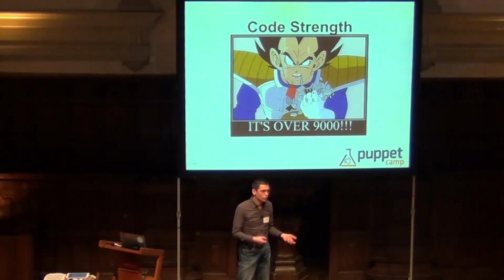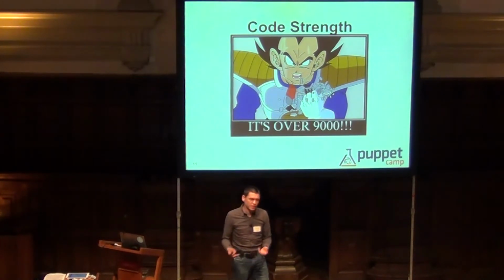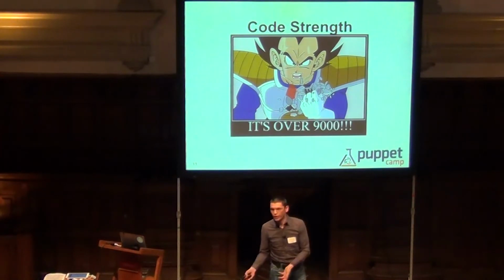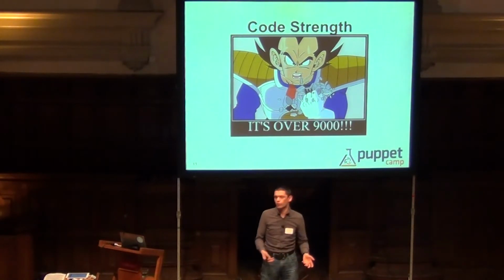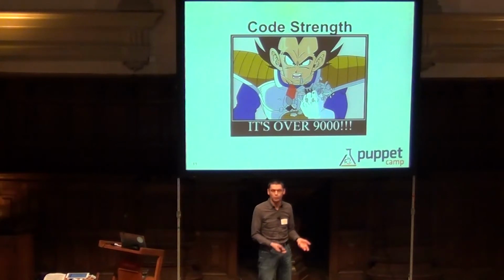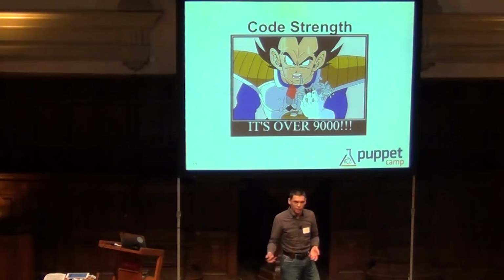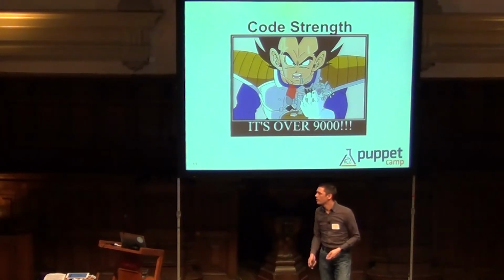So good Puppet code is easy to change and hard to break. Well, not that much harder to break, but at least it's hard to break in production, because in the meantime you will catch your errors.